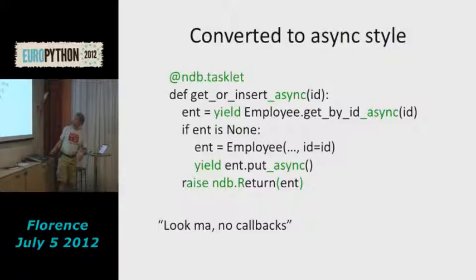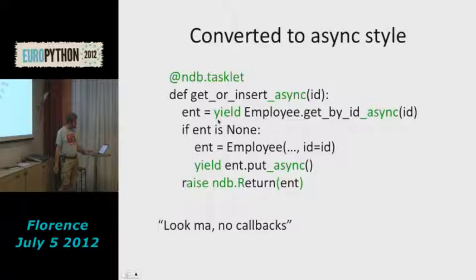So first of all, we decorate this function with the tasklet decorator. Then by convention, my convention, and the convention that NDB itself uses for all its public APIs, an asynchronous method always has a name ending in underscore async. Now we had those 2 synchronous calls, the get by ID call. So we changed that into an asynchronous call. Now an asynchronous call doesn't just return a value, it returns a future.